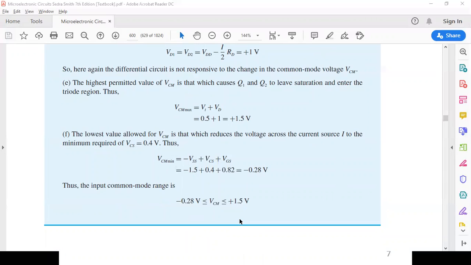Okay, so this is an example of how to use these formulas that we have covered so far. Any questions?